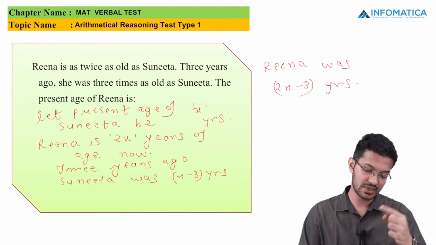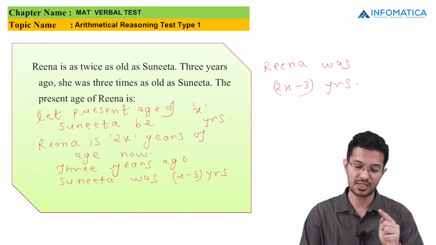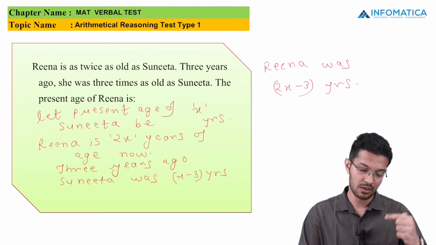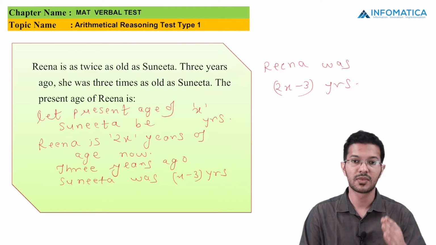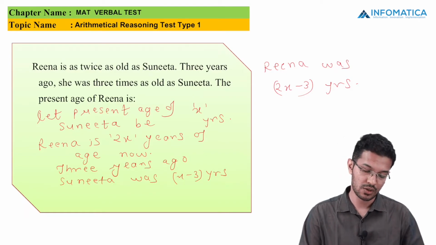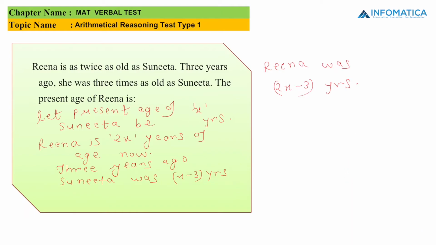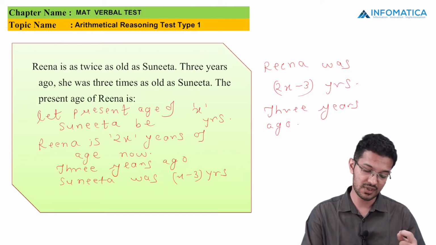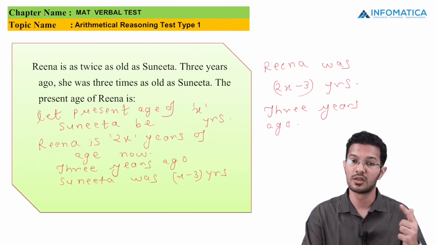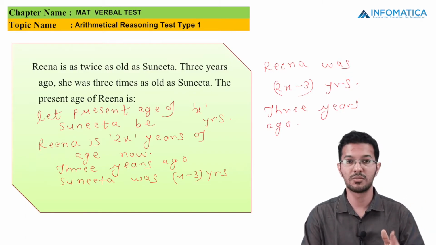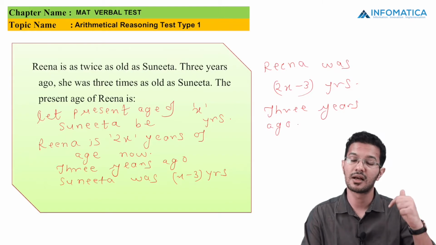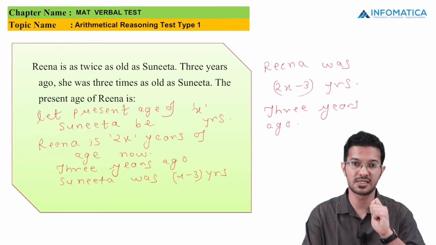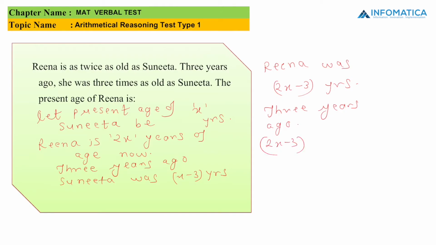Now students, they have told us 3 years ago she was 3 times as old as Sunita. When we talk about she, who is that she? We will say Sunita. So now let me write down the equation. Now the equation says that 3 years ago she was 3 times as old as Sunita. Now who is she in this? She is no one but Reena. So Reena ka 3 years back is nothing but 2x minus 3, and that is equal to 3 times of Sunita.